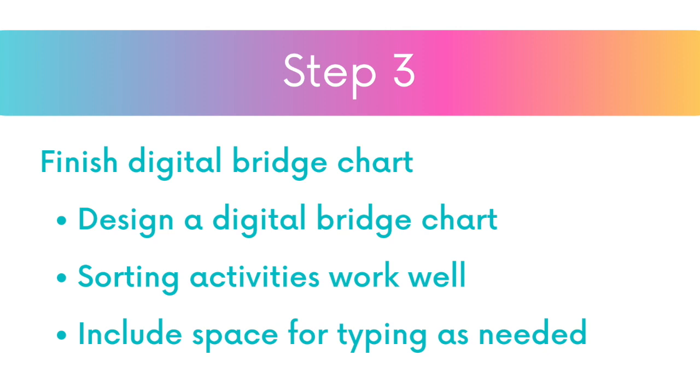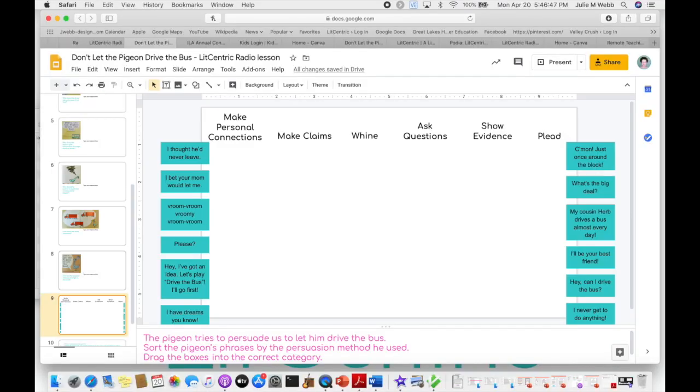A lot of the LitCentric Radio lessons actually have things typed for you. You just go ahead, cut and paste like I did, and you'll see shortly how I did that. The third bullet there actually says, though, that you might want to include space for typing as needed, because some of the bridge charts may have some information already populated there, but then you want students to populate the rest of the chart with some of their thinking. So you'll need a text box to do that. So that might be something that you want to do.